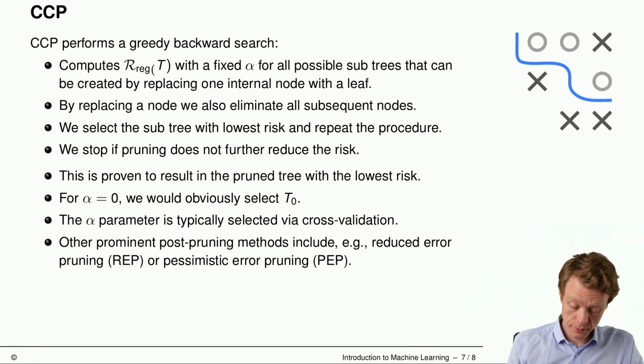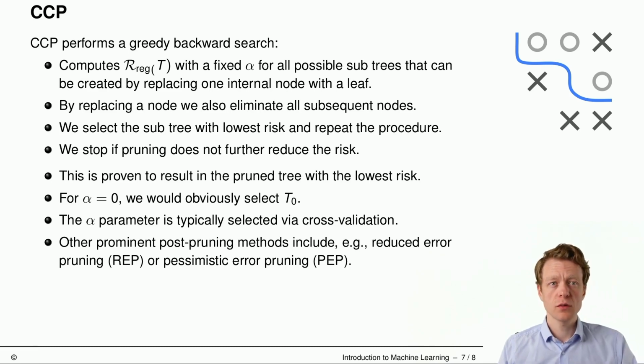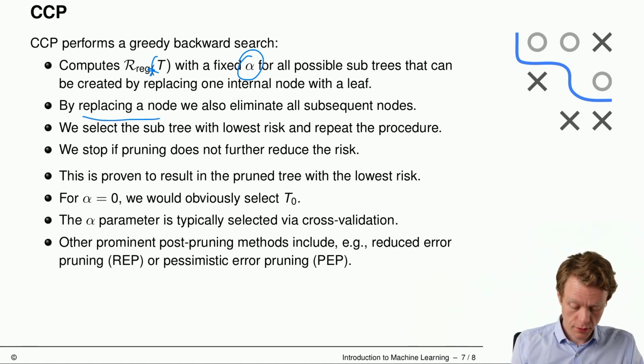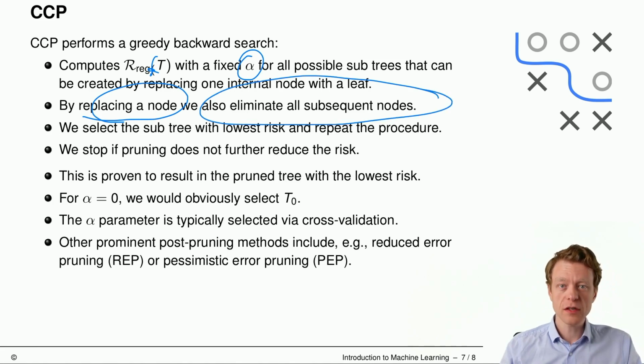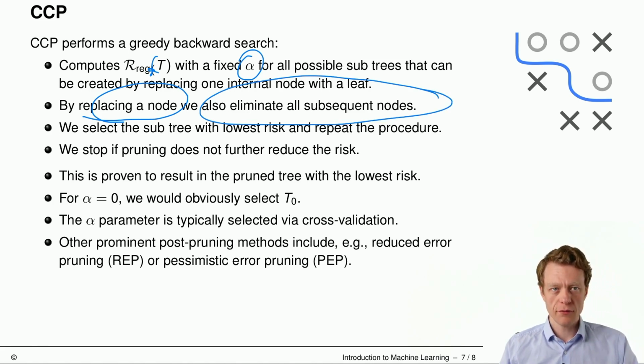What does that mean? So we compute the regularized risk with a fixed alpha for all possible subtrees that can be created by replacing one internal node with a leaf. So we have to set alpha fixed beforehand, then alpha is a hyperparameter, and using this hyperparameter alpha, we compute the regularized risk for the subtree. By replacing a node, we also eliminate all the subsequent nodes. Okay, so we cut down everything which comes after this internal node.